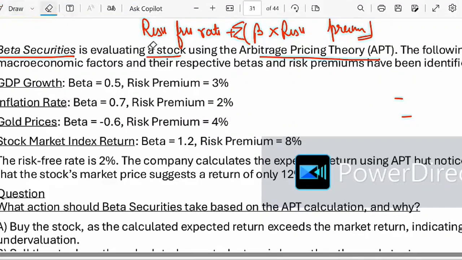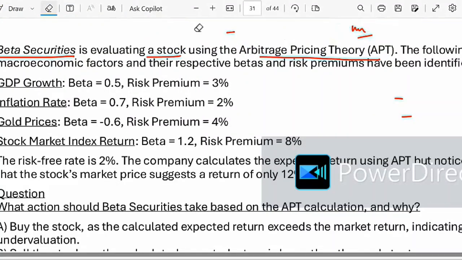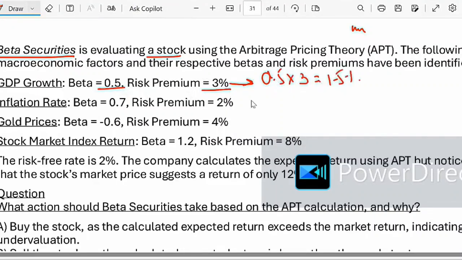So I will draw a table here. The table is the best way to calculate it, right? We have to calculate the expected return. So no need to draw a table, you can see. What about the GDP growth? We will calculate the expected return step by step. Just multiply this 0.5 with 3%. 0.5 multiplied by 3 is 1.5%. Then 0.7 multiplied by 2. 0.7 multiplied by 2 is 1.4%.